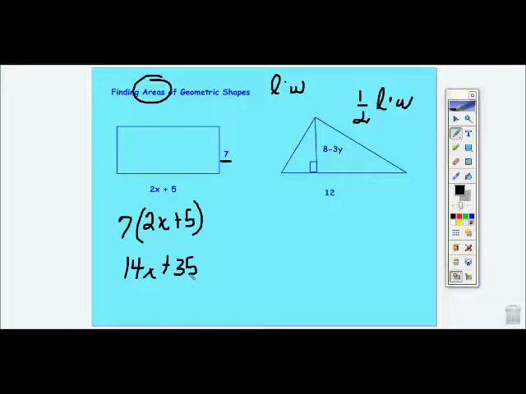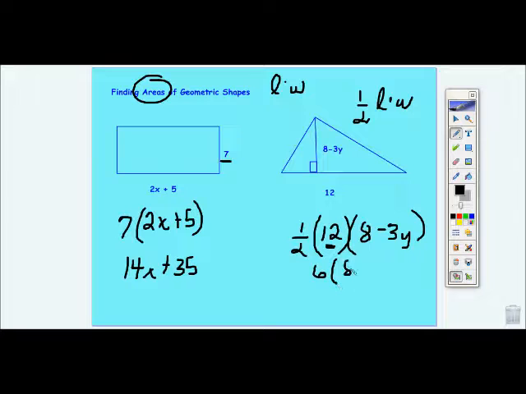Now our next one is going to be half the length times the width. So I'm going to write down my 1/2, and I'm going to first put my single term as I did before, and then I'm going to put my computation. Now we're going to multiply all 3 of these terms together. The reason I put my single term here is I could say 1/2 of 12. 1/2 of 12 is 6. And I'm still going to need to multiply 6 times 8 minus 3y. 6 times 8 is 48.